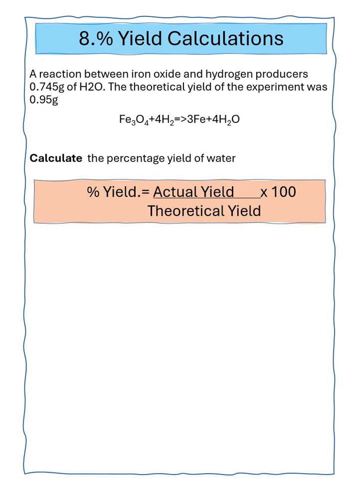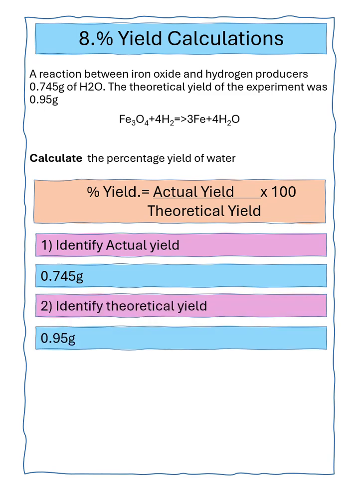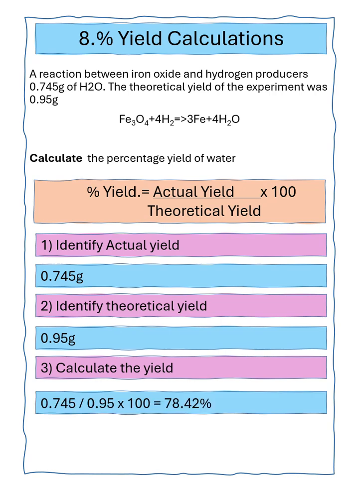So we're going to use the equation percentage yield equals actual yield divided by theoretical yield times by 100. We're going to first identify the actual yield. So the actual yield in this equation is 0.745 grams. The theoretical yield is 0.95 grams. We put the numbers in the equation to calculate the yield. So 0.745 divided by 0.95 times by 100 equals 78.42% as a percentage yield.